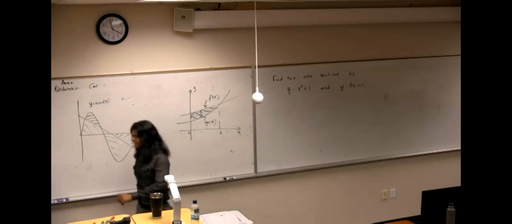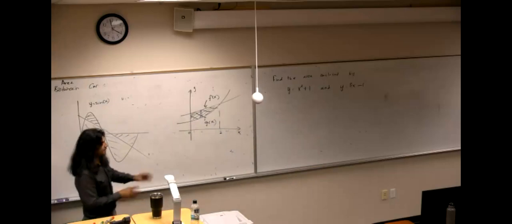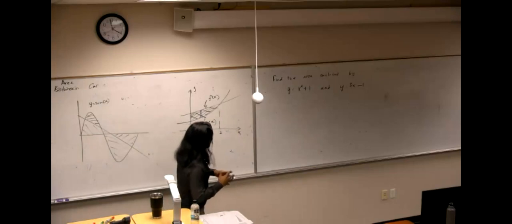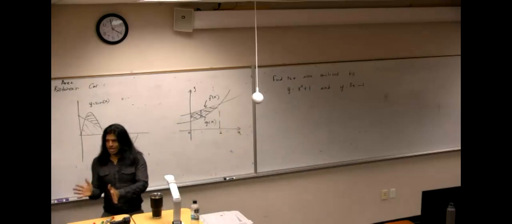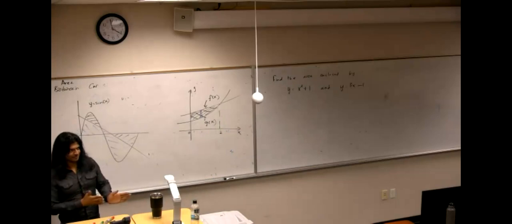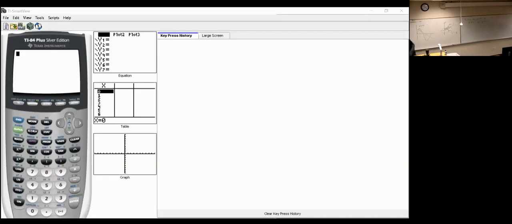I want you to graph this first and see if they intersect. And I simply want to find the area of the enclosed area. By enclosed, I mean enclosed by the two curves. Do we know how to graph? Okay. So we can graph the curves.